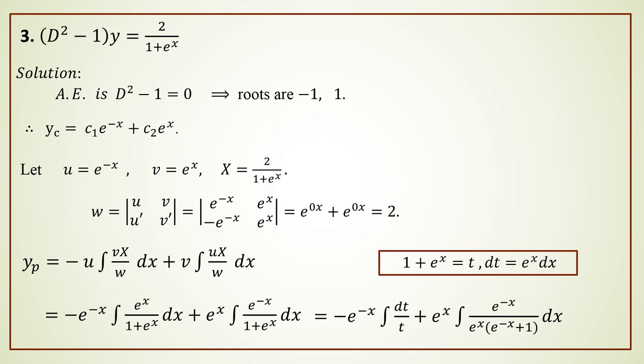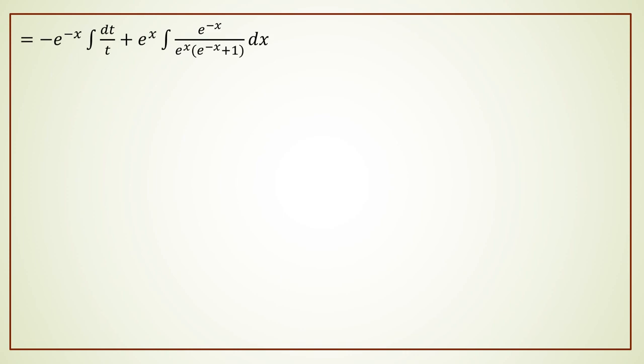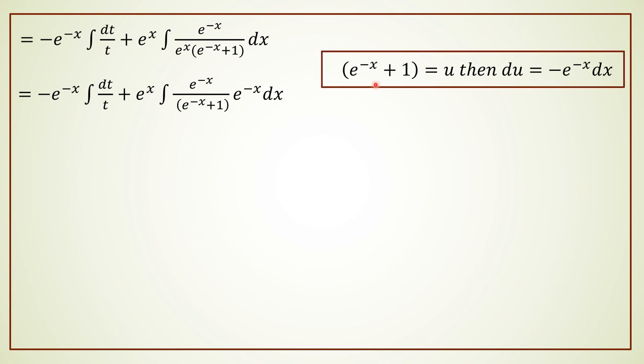Okay. Now let me simplify these two integrals. Observe over here, in the case of the second integral, you have e^x in the denominator. So let me take it to the numerator so that it becomes e^(minus x) into dx. And let me solve the second integral again by substitution. Substituting e^(minus x) plus 1 is equal to u, so that du is equal to minus e^(minus x) into dx.